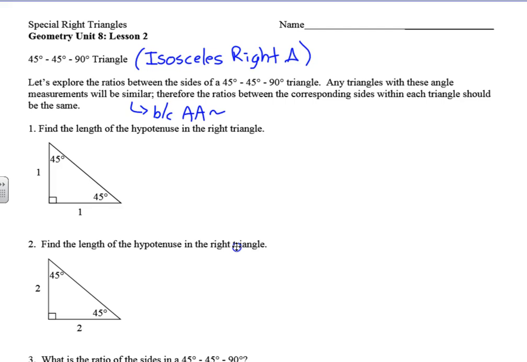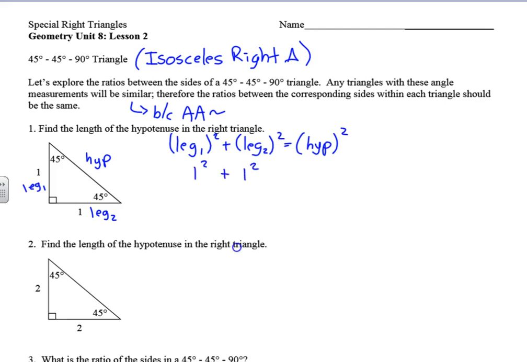So if we think about this right triangle, we have our hypotenuse over here, leg 1, and leg 2, and with the Pythagorean theorem, we know that the length of leg 1 squared plus the length of leg 2 squared equals the length of the hypotenuse squared. In this case, it would be 1 squared plus 1 squared equals the hypotenuse squared. So 1 squared is 1, so this is really 1 plus 1 equals the hypotenuse squared. So that's 2 equals the hypotenuse squared.